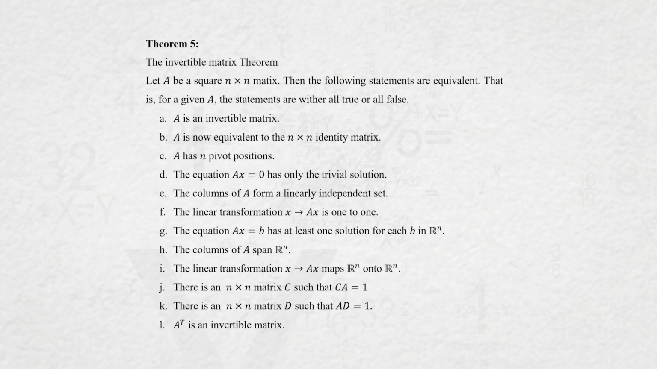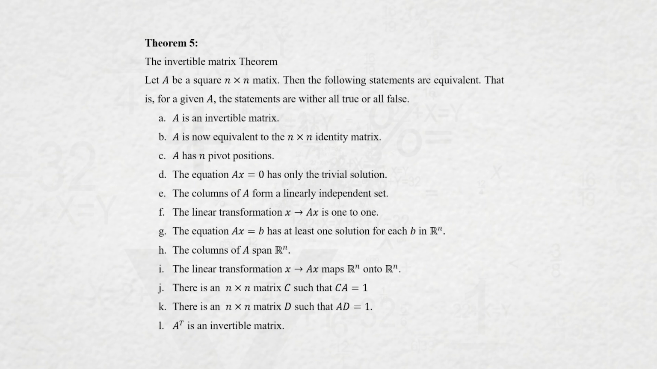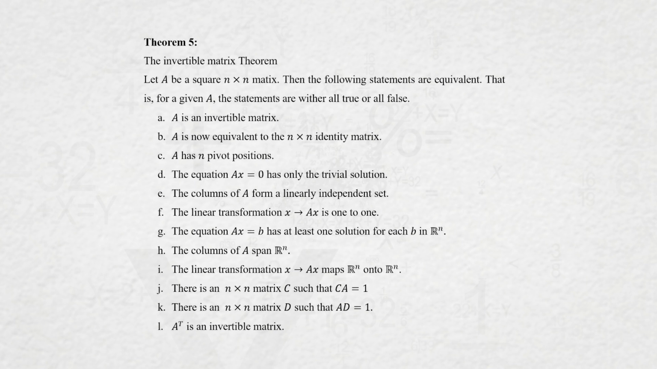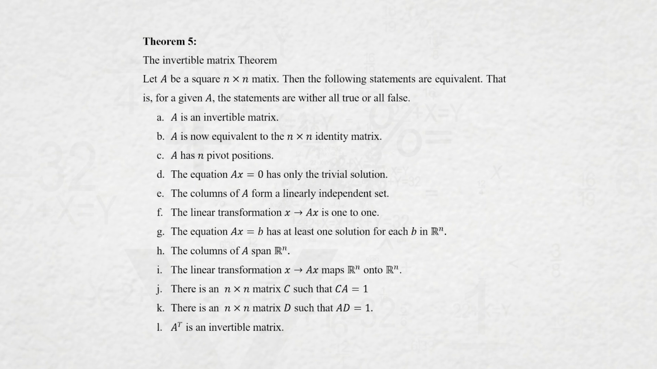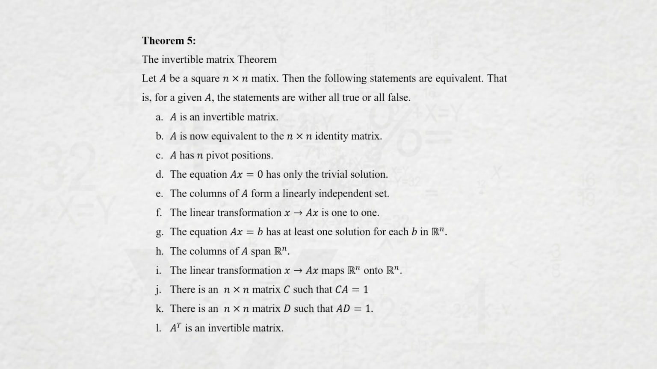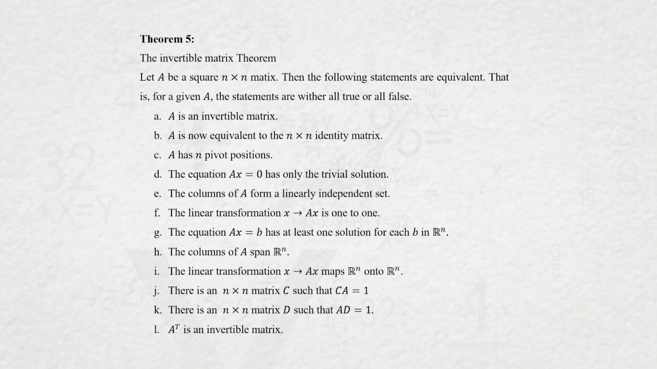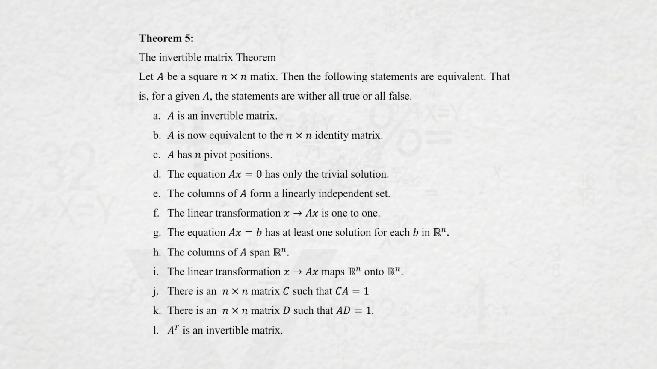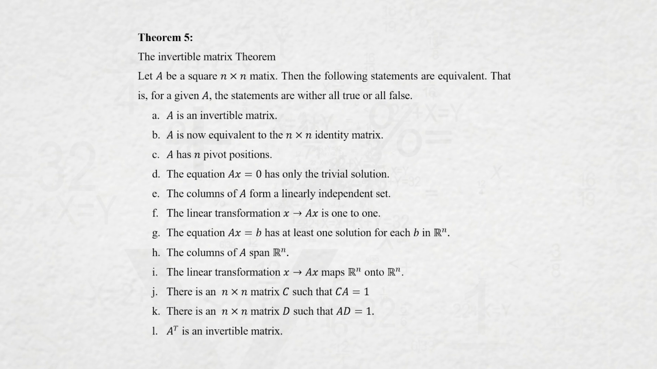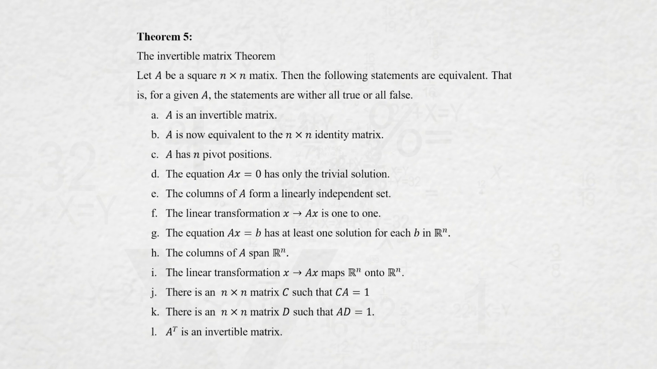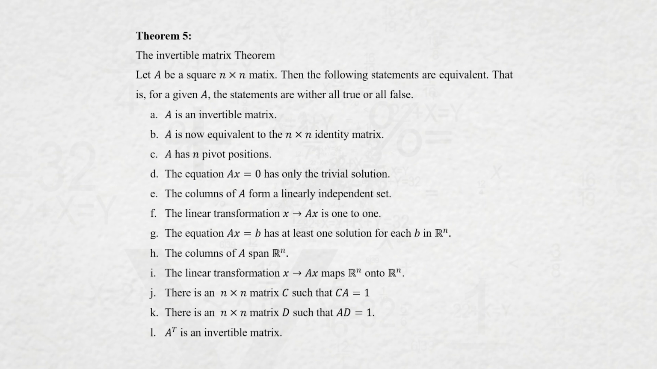D, the equation Ax equals 0 has only the trivial solution. E, the columns of A form a linearly independent set. F, the linear transformation x maps to Ax is one-to-one. G, the equation Ax equals b has at least one solution for each b in R^n.